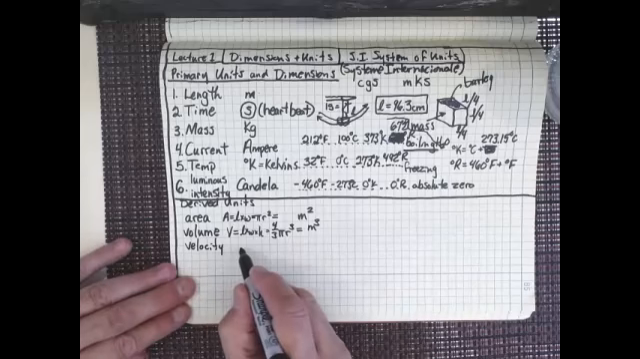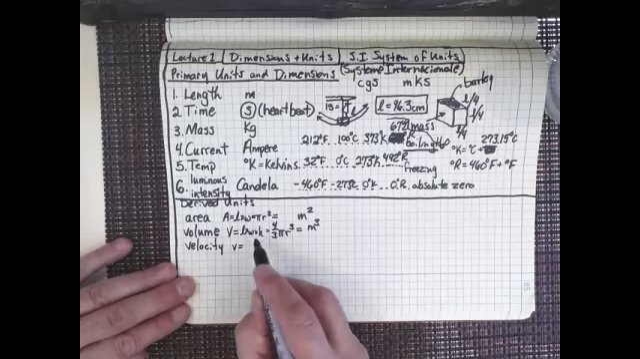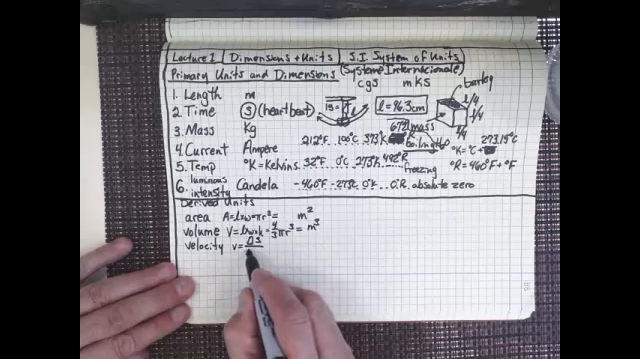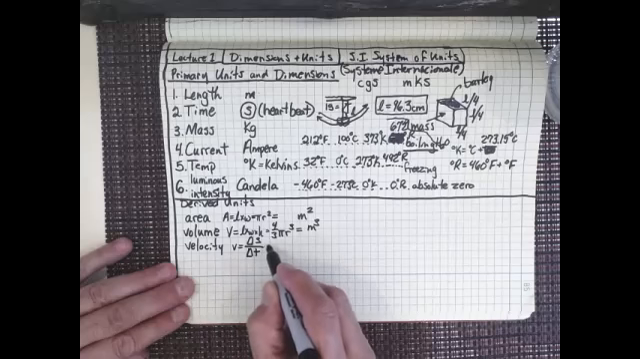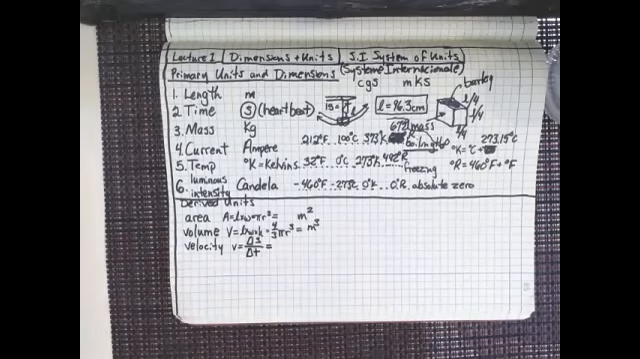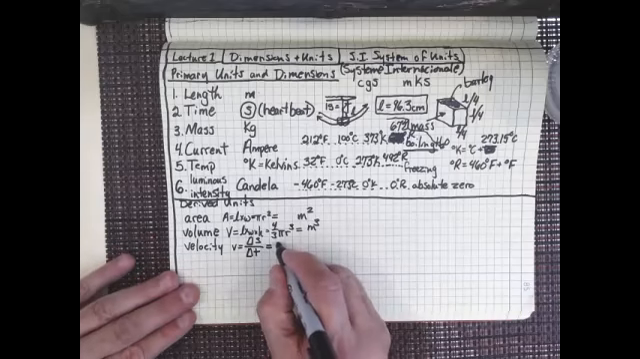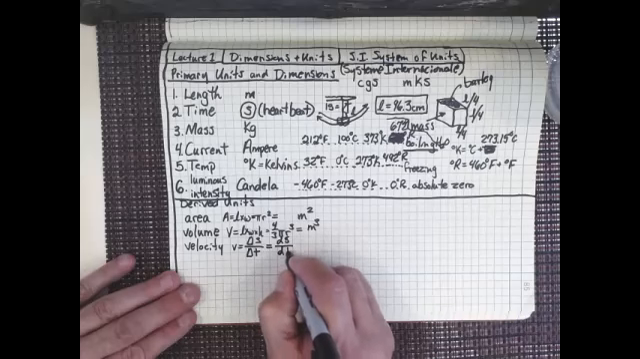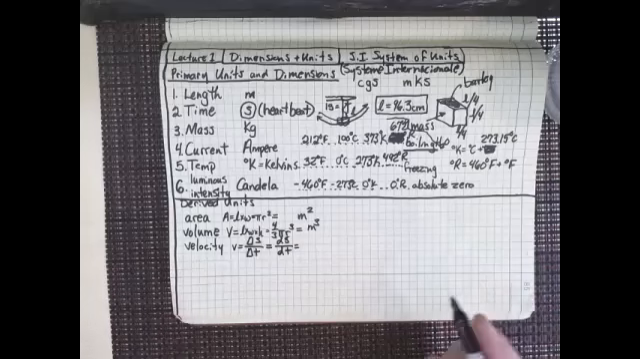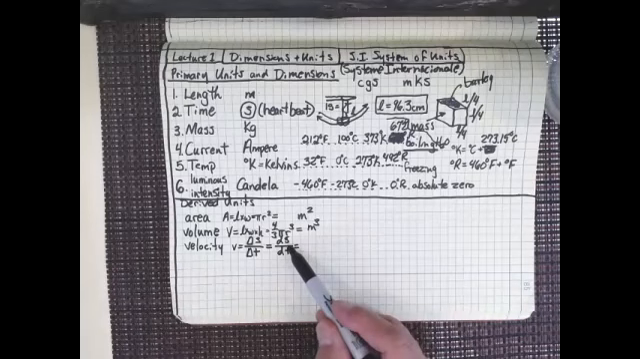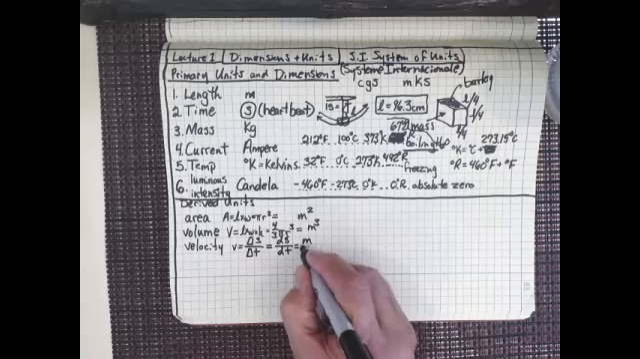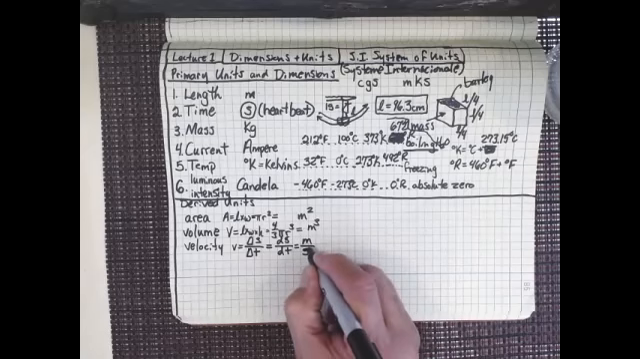Well, velocity, we've got v equals the distance traveled over the time it took to go that distance, right? In fact, I could write that in its differential form as ds over dt. Now, ds is a very short distance, isn't it? And dt is a very short time. So that would be meters per second.